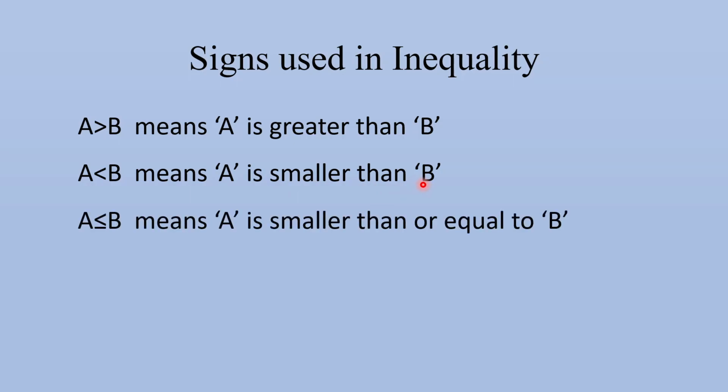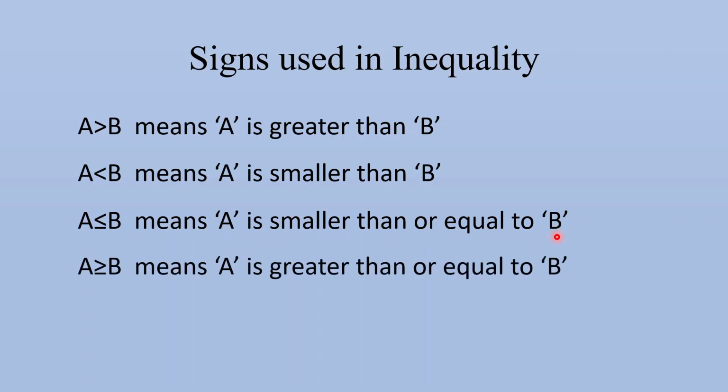Okay. This is the third sign. Now this sign means smaller than or equal to. The mouth of the sign is close towards A, so it will be read as A is smaller than or equal to B.